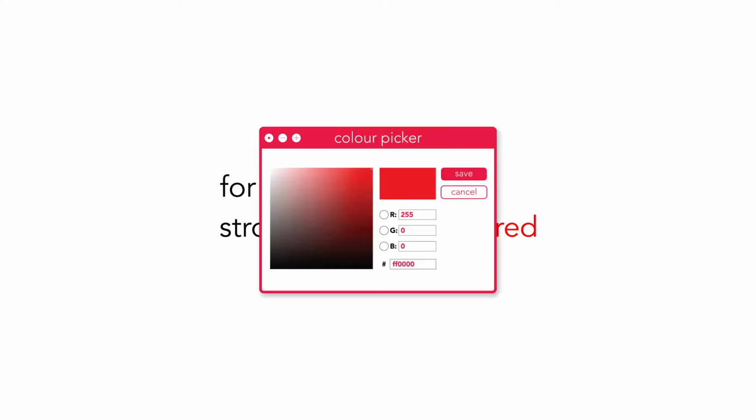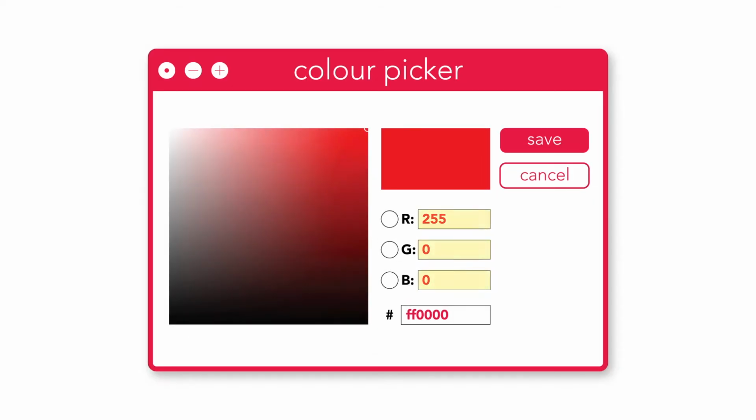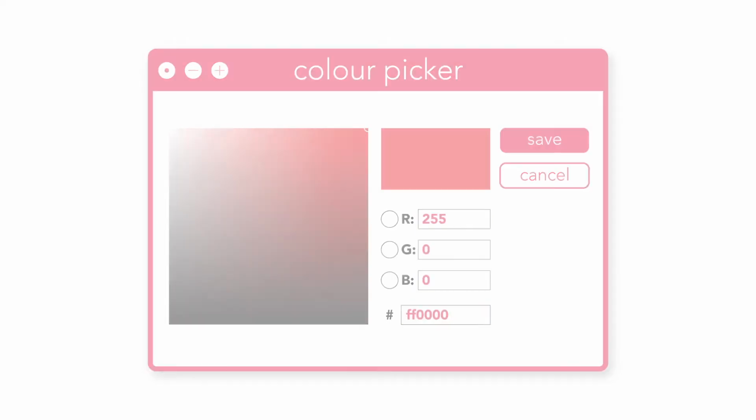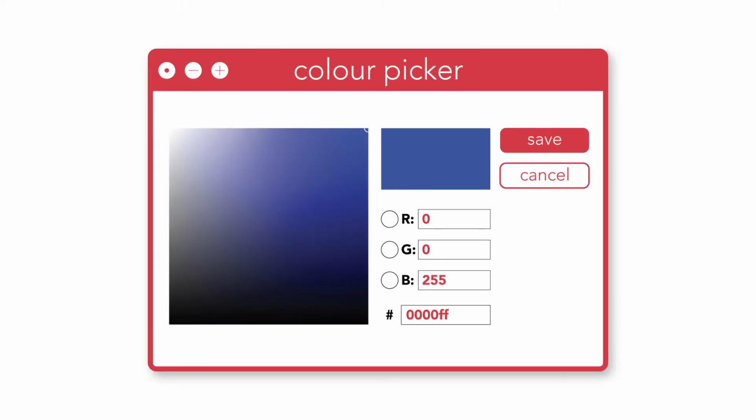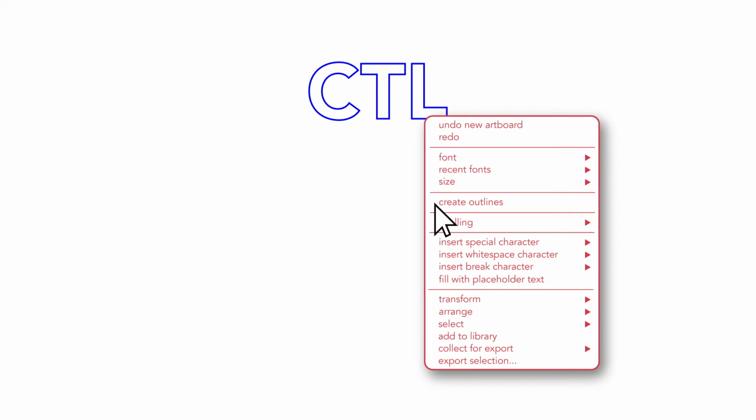For laser cutting, set the stroke or line color to pure red. To do so, input either the RGB decimal value or the hex triplet for pure red as shown here. For vector engraving, set the stroke or line color to pure blue. As shown previously, adjust the RGB decimal value or the hex triplet to pure blue accordingly. Ensure that any text engravings are converted to outlines.